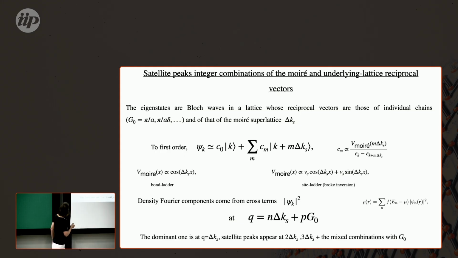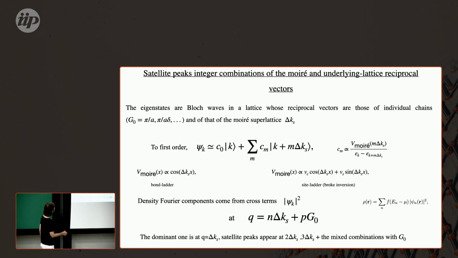So the eigenstates are Bloch waves in a lattice whose reciprocal vectors are those of the individual chains and that of the moire supercell. At first order, the wave function can be seen in this manner, where this Cm is proportional to the moire pattern, which in the bond ladder can be approximated like that, and this is just something that is anti-symmetric.